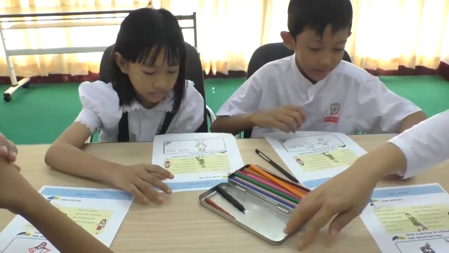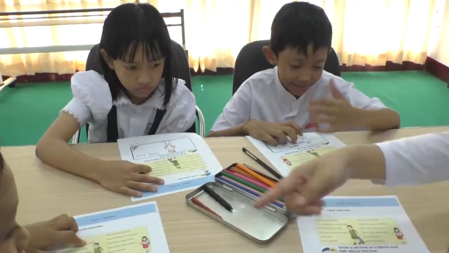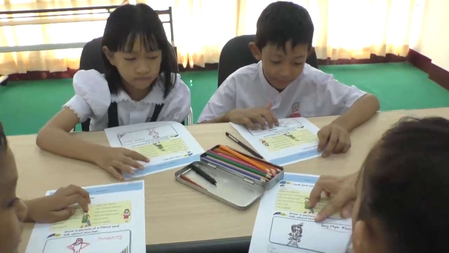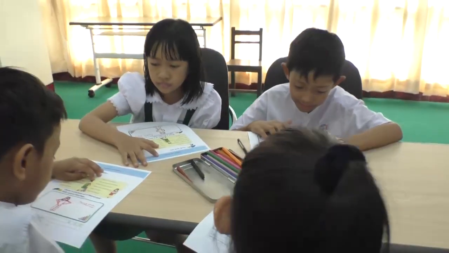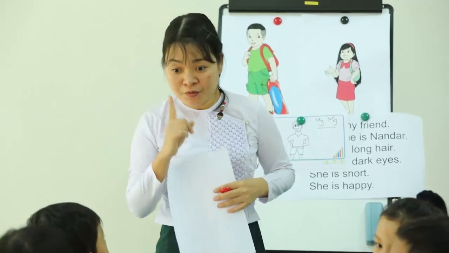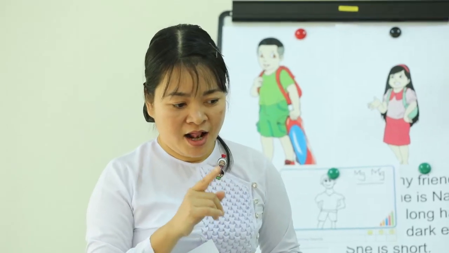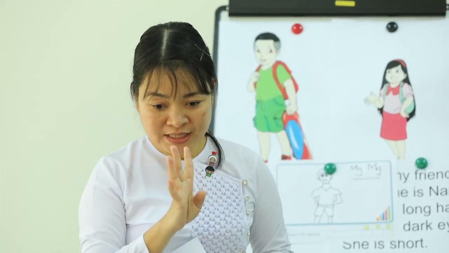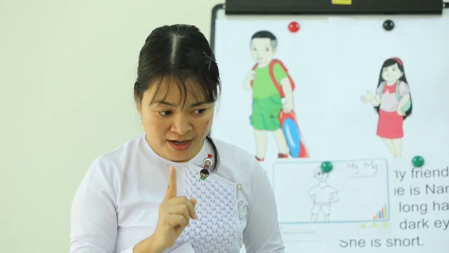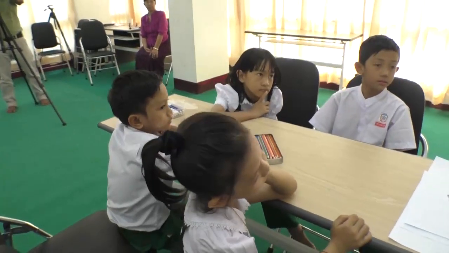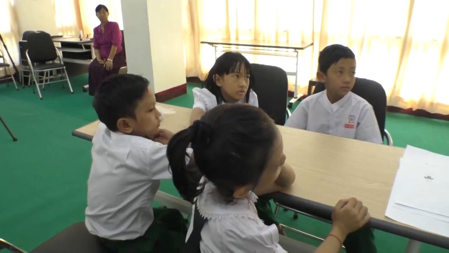Talk about your picture to your friend. This is my friend. Talk to your friend. This is my friend. Now we will do group work. Right? I will make groups of four members. So in your group, you have to draw a picture of your friend.